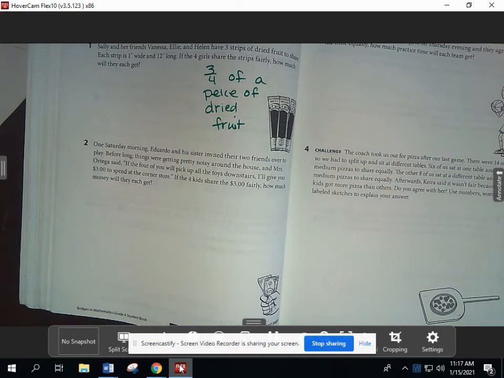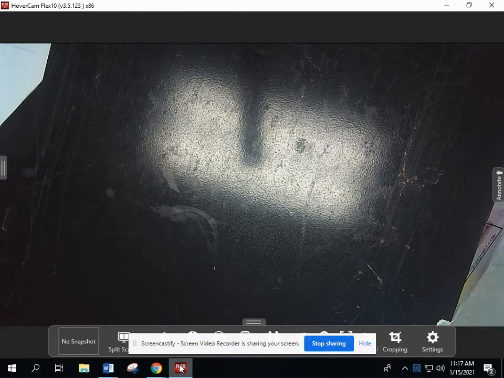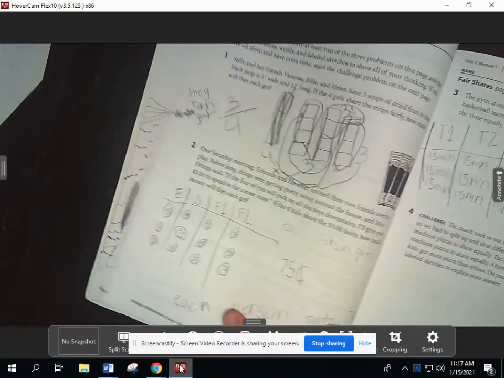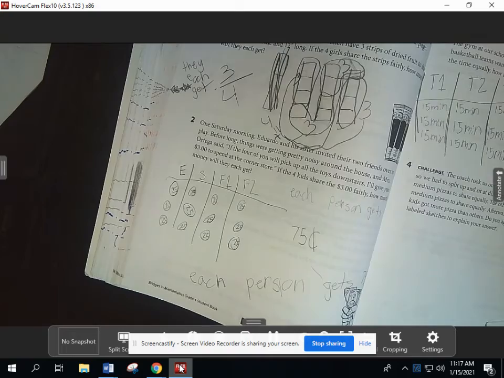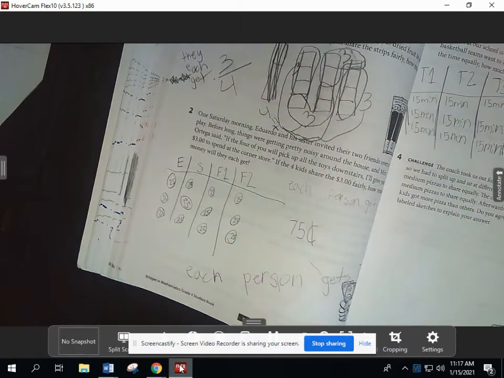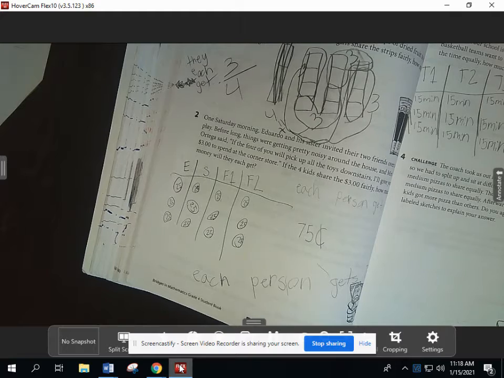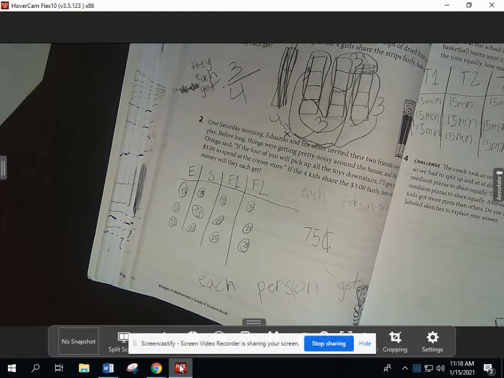Okay, Millie wants to talk about her strategy, so she's coming over. Bring your book. So, I broke it up into groups of 25. How come, did you know you could do that? Because we're using money, and 25 is 1/4 of a dollar.